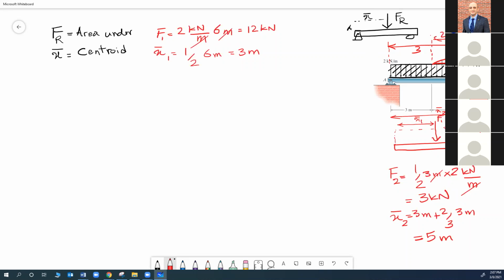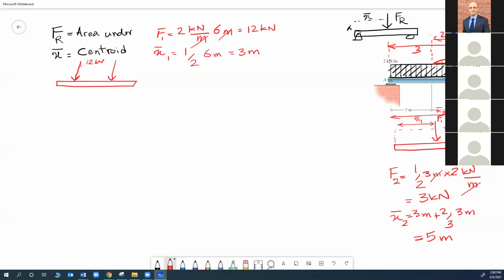Okay, so let's see. Now I have this, right? It's one step at a time. I have F1, sorry, the forces are kind of crooked, which was 12 kilonewtons. And then I have another one.